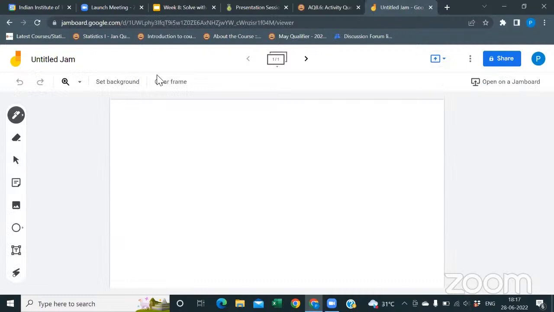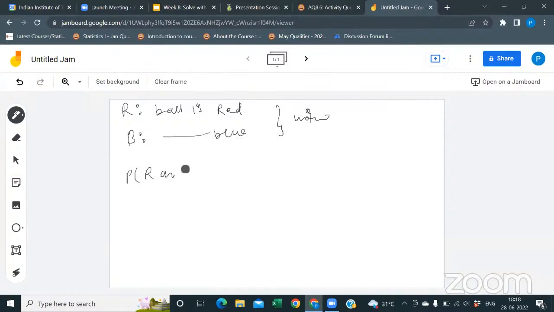Okay, so what is your first event? One red ball. Ball is red, right? 8 by 13. Okay, and what is the second event? Ball is blue, right? Without repetition, so 5 by 12. Okay, it's without repetition. So what is your question? You have to find the probability of red and blue, right?